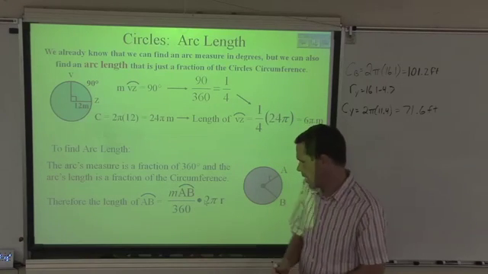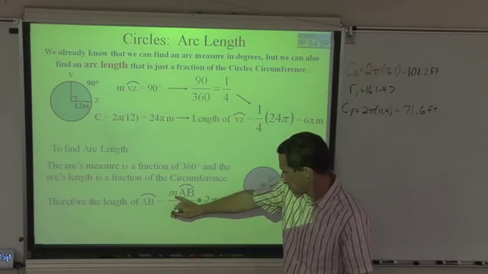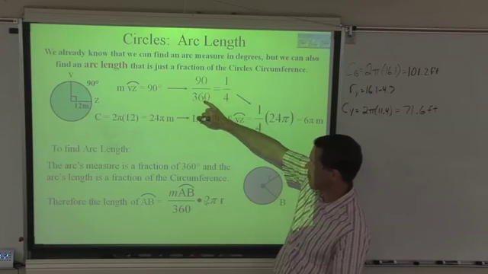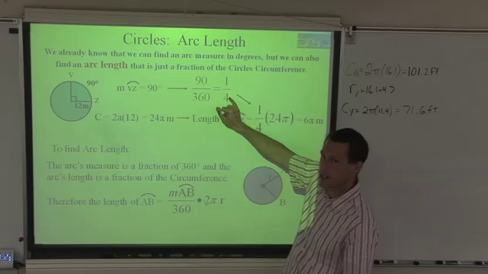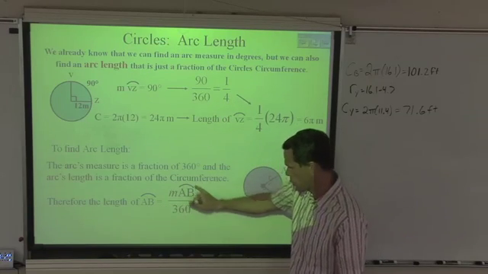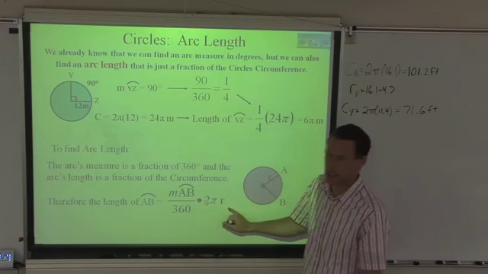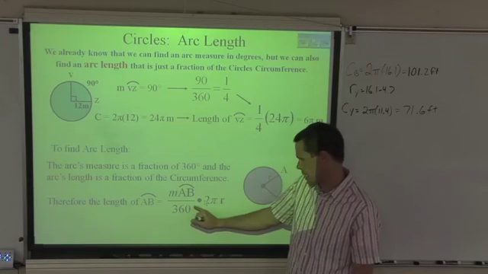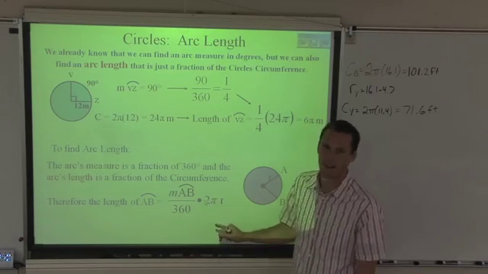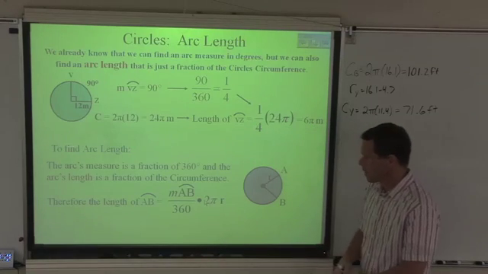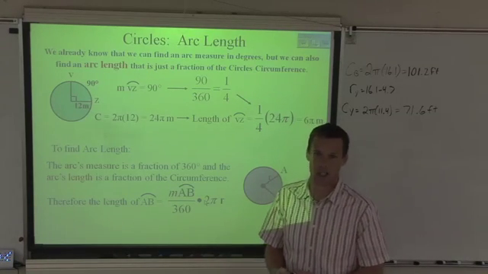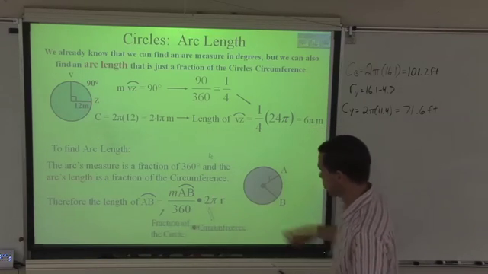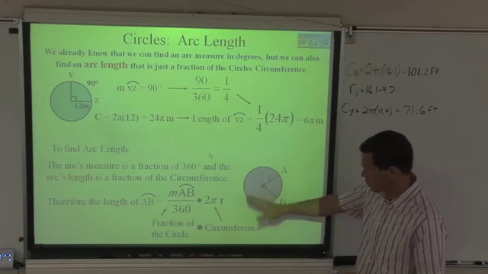So the equation becomes the measure of the arc divided by 360. 90 divided by 360 is 1/4. That becomes the fraction of circumference, 2 pi r. Fraction, measure of the arc divided by 360 times 2 pi r. And this is our arc length formula. We'll take a look at a couple quick examples and be done. Fraction of circle times circumference.